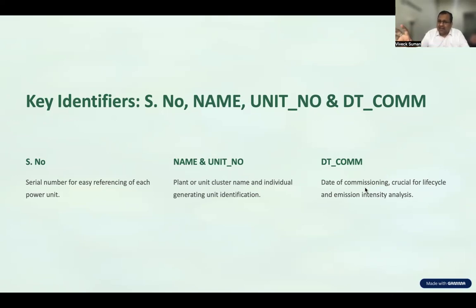Now this is a basic identification helping you to find the reference plants which are in your area and which you believe to be sourcing your electricity from. That's how you do it.